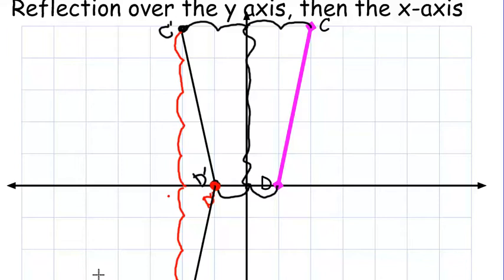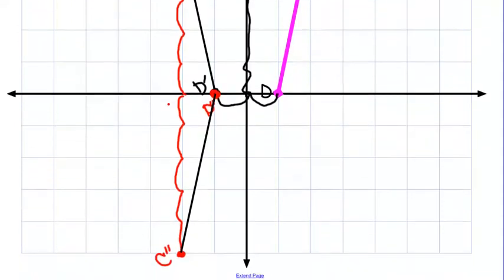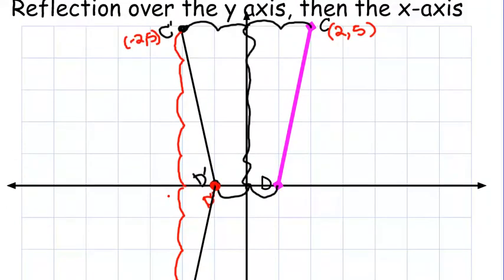Something I want to go back and look at is I want to examine these points. This point here, 2, 5. How did it change to this point, -2, 5? That was the reflection over the y-axis. Then C prime prime changed to -2, -5. I want you guys to look at that. We're going to talk about this a little bit tomorrow and look at those changes.